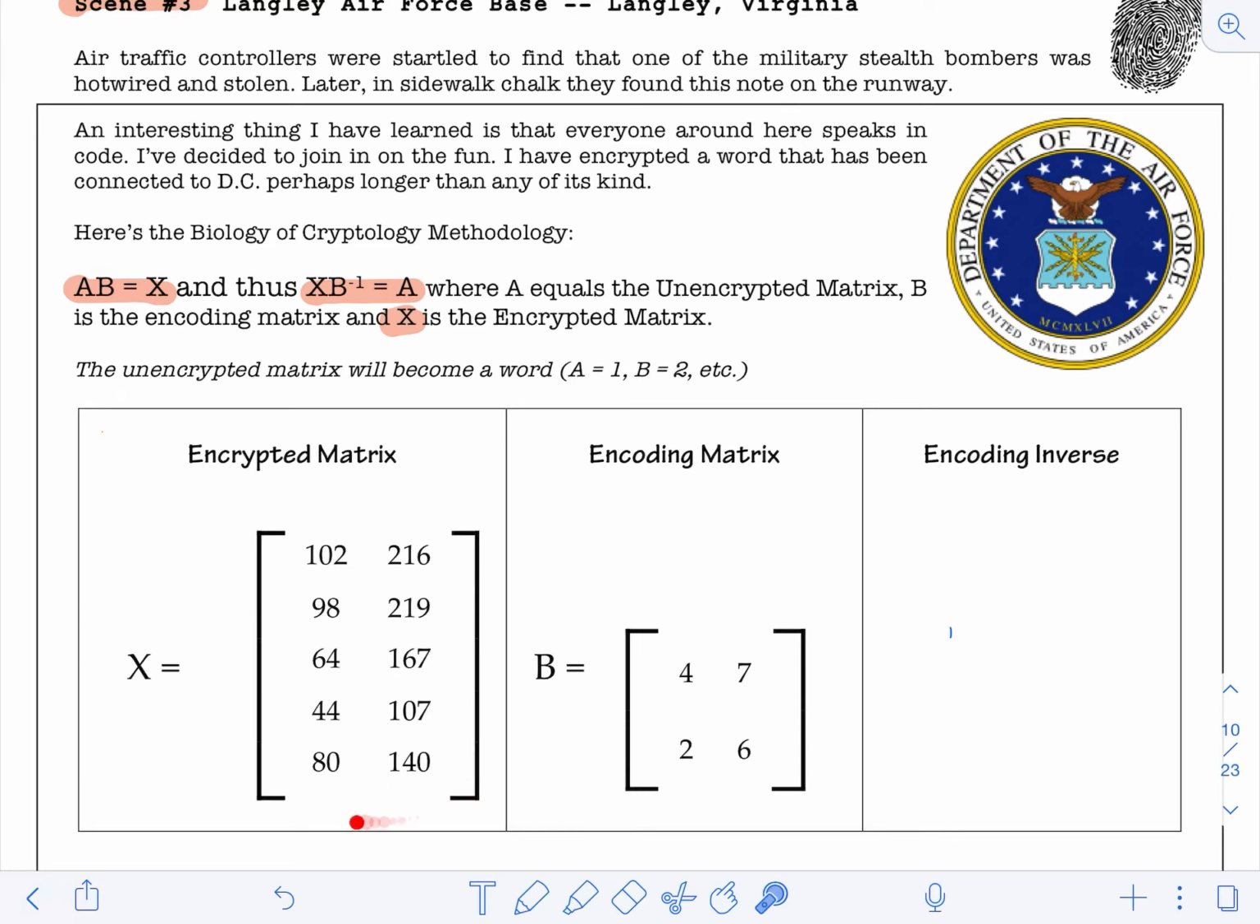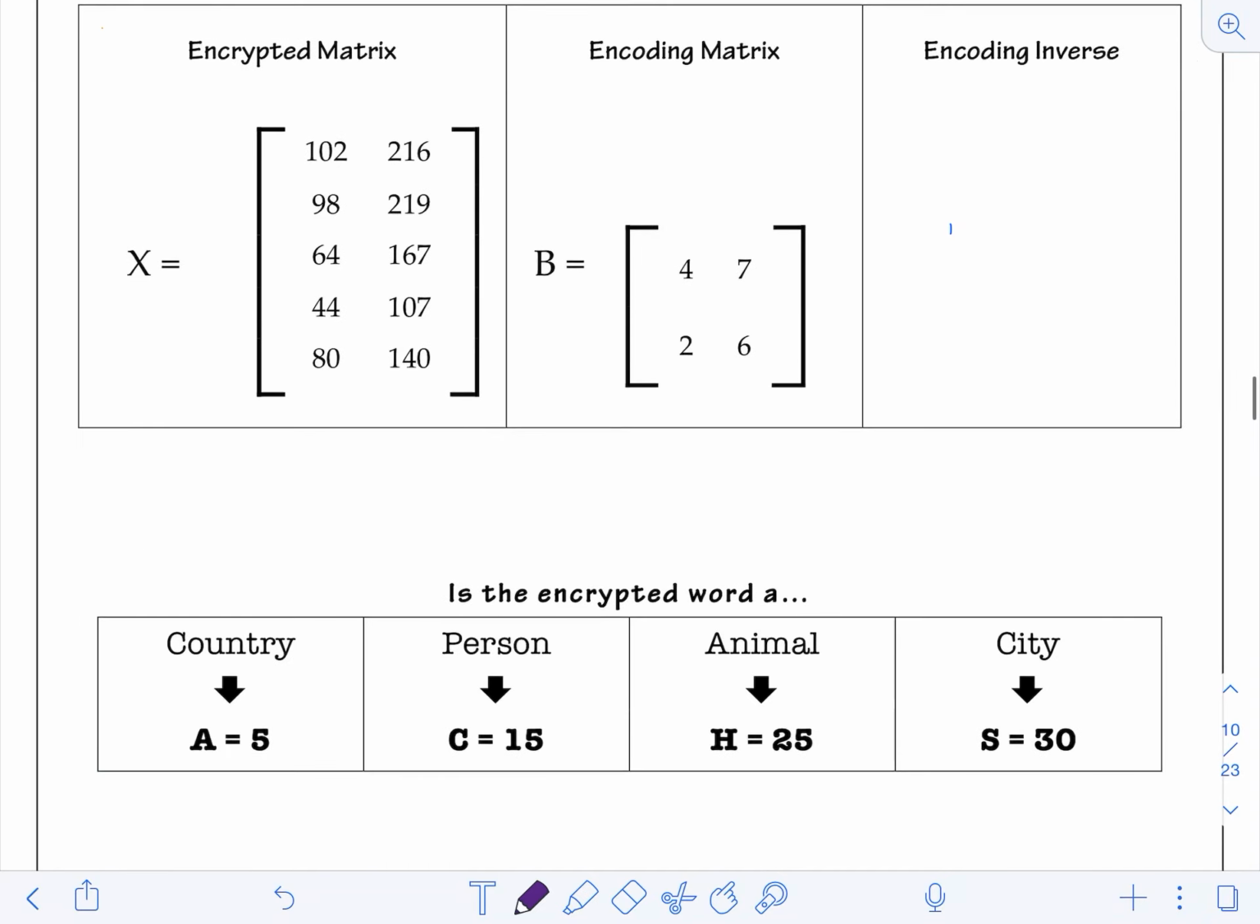Again, you can use matrix multiplication software like a calculator if you borrowed one from class, or you could do it online. Just type in Desmos matrix calculator. It'll be the first hit that comes up. Okay, so you want to multiply those, and you want to find out what the matrix A is. What is the unencrypted matrix? Once you know what it is, then you need to go ahead and read that word. What is that word that comes out of it?